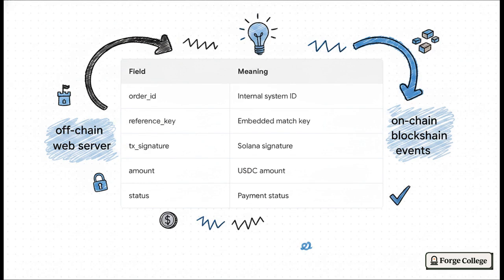You've got the order ID, which obviously correlates to your internal system, the reference key, which we use for matching, the TX signature, which is the exact Solana transaction signature, the amount specifying the numeric value and the USDC token mint, and finally, the status. I'll tell you, in our Forge College developer programs, truly understanding this exact schema is often a massive aha moment for students. It's exactly how off-chain web servers communicate seamlessly with on-chain blockchain events.